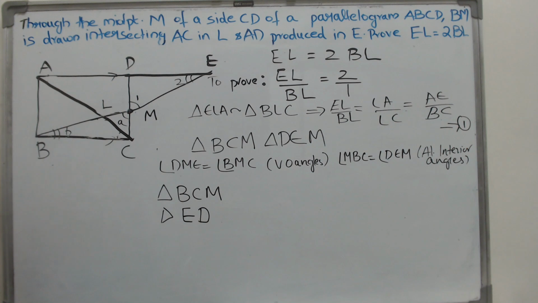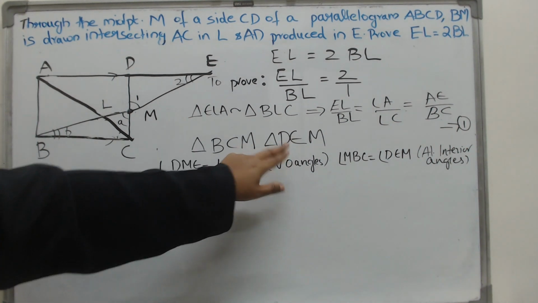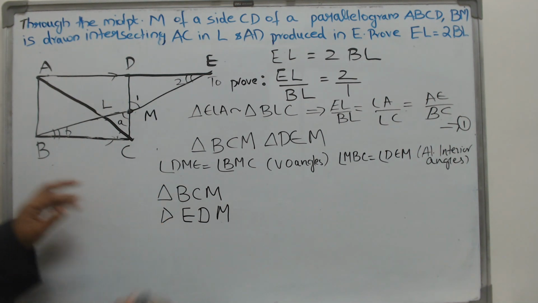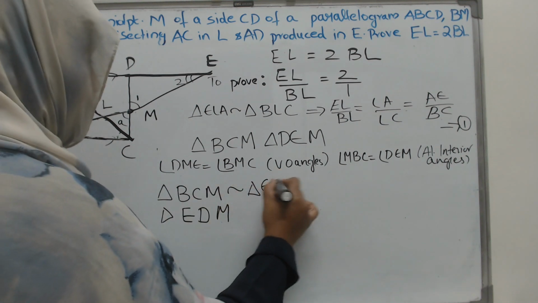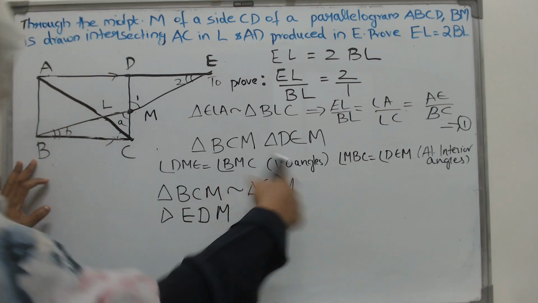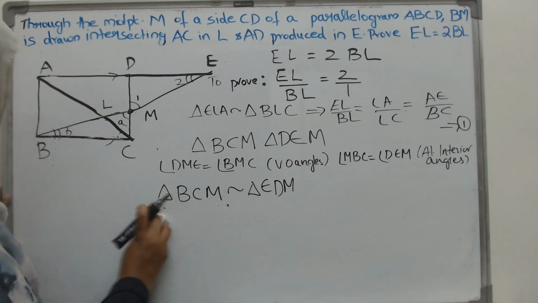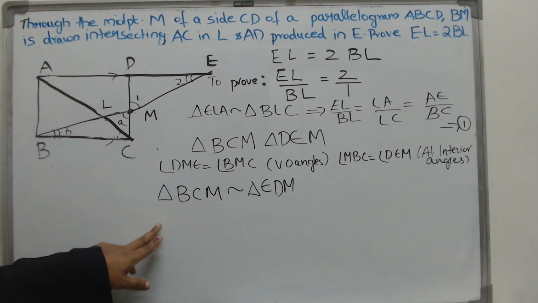And the M here and M here. So it is not DEM. The correct form of the similar triangle is actually EDM. BCM is actually similar to EDM. Please get the form right. Otherwise your ratio of the sides will go wrong. So this is how these two triangles are similar.